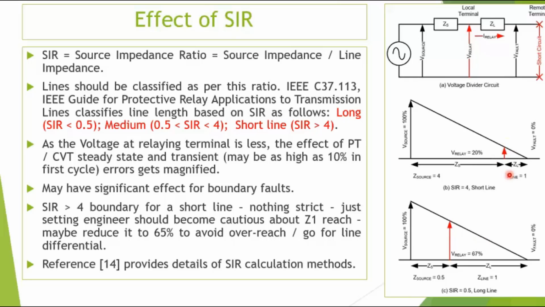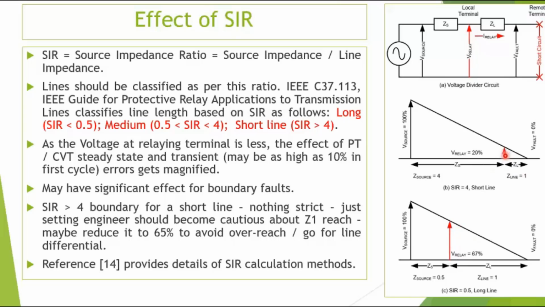What happens? This is also not a problem. The problem is errors. The CTPT, CVT errors get magnified when the voltage at the relay terminal decreases during a fault, and that causes the maloperation of the relay. For a 67% voltage, if I have an error of 1%, it is not a problem. But for a 20% voltage, let's say I have an error of 1 volt in the secondary level.